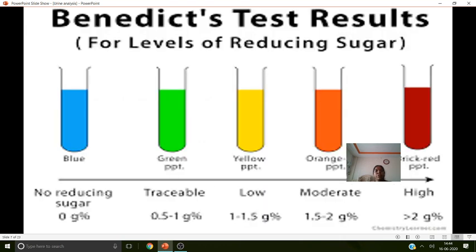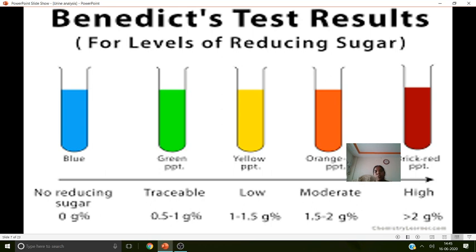Let us see. So Benedict's test results for levels of reducing sugar: the Benedict's solution is blue, and if it remains blue even after heating and adding the urine, then no reducing sugars are present. So they won't have any sugar in the urine. If it is green, then traces, that is small amounts of sugar, are present in the urine, that is 0.5 to 1 gram percentage.